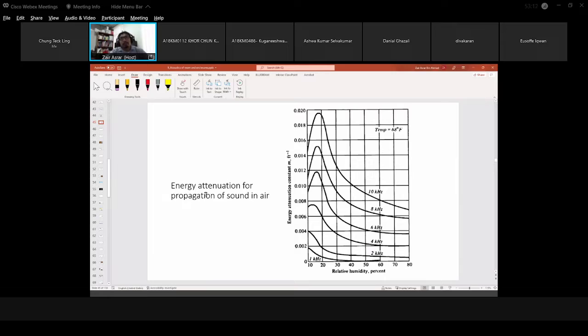Alright, so this is an example of the effect of humidity, frequency, as well as temperature on our room constant, on the absorption inside a particular area or in the air. So the energy attenuation will depend on humidity, temperature, as well as frequency. Everything is interrelated. But for our case, we just use the Sabine equation for most of the typical cases.